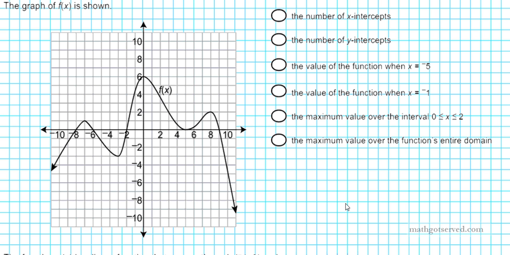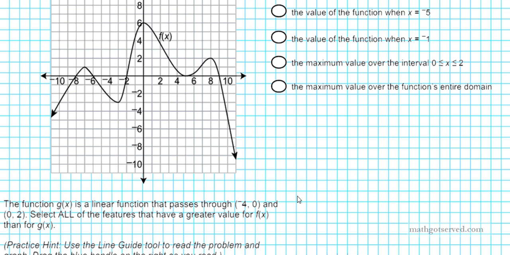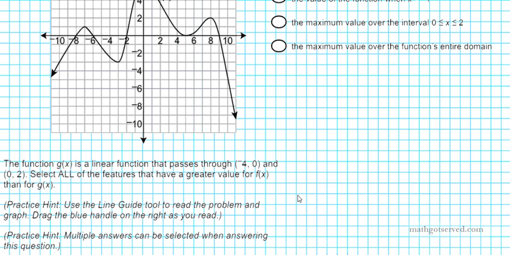All right, let's take a look at number 5, the last in this review installment. It says the graph of f of x is shown. So we have the graph of f provided here. Now it says the function g of x is a linear function that passes through -4, 0, and 0, 2. Select all of the features that have a greater value of f of x than for g of x.